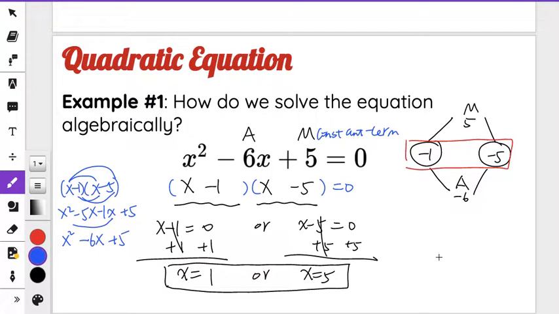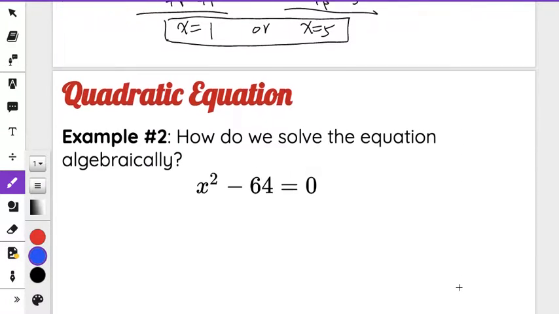Hello everyone, welcome back. In this video, we are going to continue our conversation about the quadratic equation. In the previous video, we checked the first example and we used the AM method to help us figure out the solution. So we are going to continue our conversation for this one.